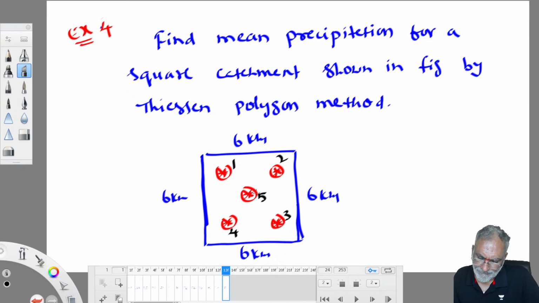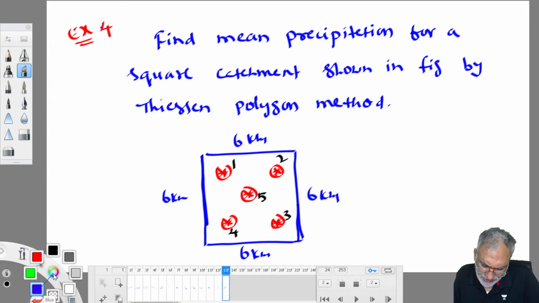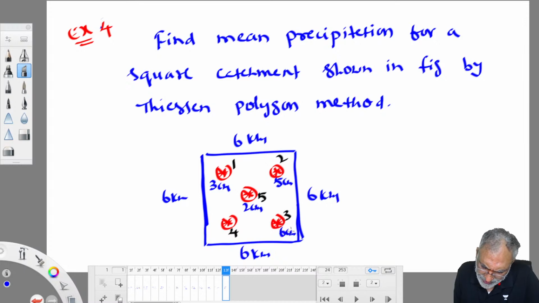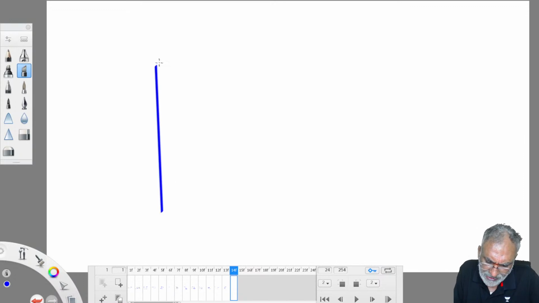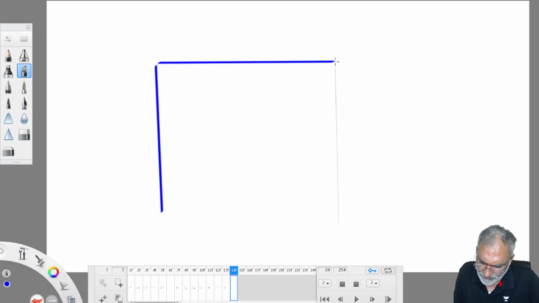By Thiessen polygon method, station 1 rainfall value is given as P1. This is 3 centimeter, this is 5 centimeter, this is 2 centimeter. P3 is 6 centimeters, P4 is 4 centimeters, P5 is 2 centimeters. So we have to work out. As per the procedure, first you have to connect the square type of catchment. You have to connect all adjacent rain gauge stations by straight lines.